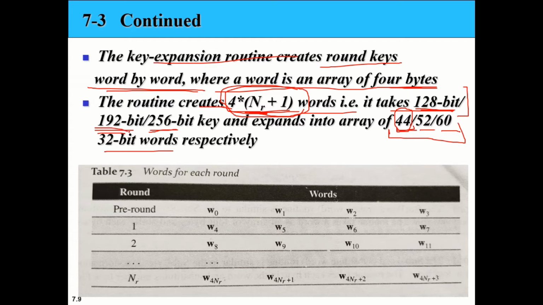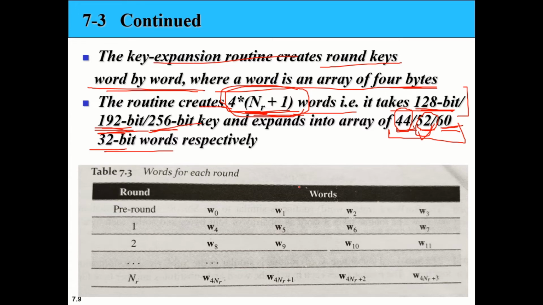In a 192-bit key, we use 12 rounds. So 12 plus 1 is 13, and 13 into 4 is 52. So 52 32-bit words will be there for this 192-bit key. Fine. And just like this, we have 60 words, each of 32 bits, for a 256-bit key.